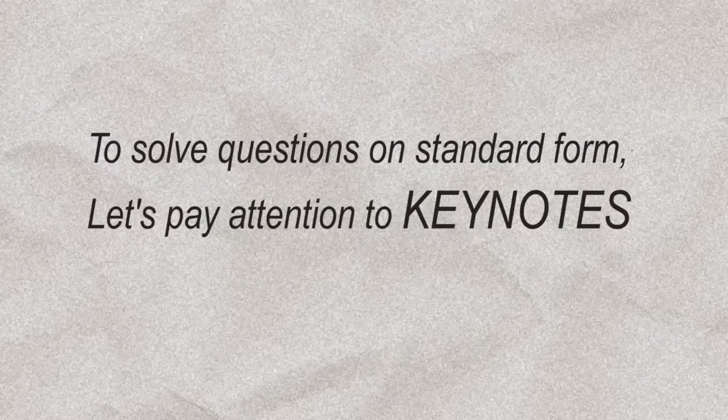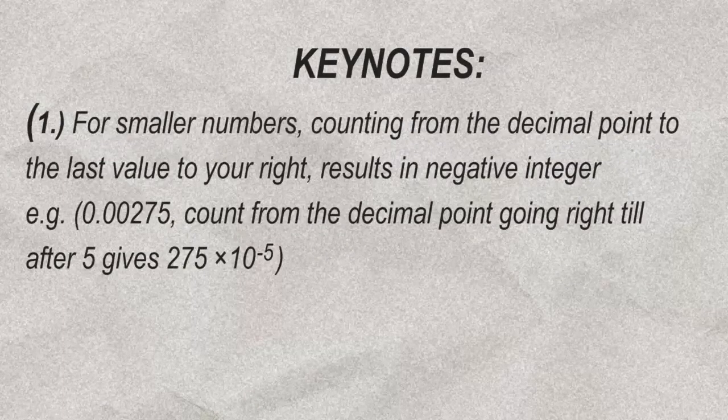Now I want to look at some keynotes that we need to pay attention to when carrying out problems in standard form. Keynote 1: for smaller numbers, counting from the decimal point to the last value to your right will always result in a negative integer. What do we mean by this? When you are counting from the decimal point to your right, it will always give you a negative power or a negative integer. Now look at this example.